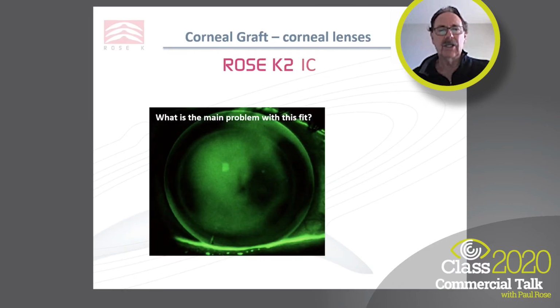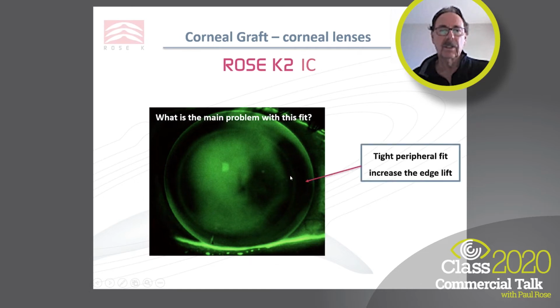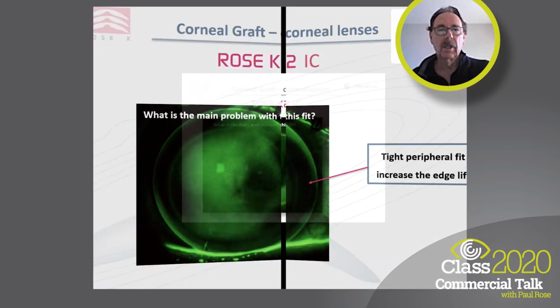So here's an IC lens on a graft. You can see the edge of the graft here. What is the main problem with this fit? The main problem is here. This is not too bad. We have feather touch, and you can see in the periphery it's too tight. We need to open that up. That will make the lens move more. It will make the lens sit higher. This has got inferior location as well. So by loosening up the periphery, we'll improve the location and will improve the tear flow underneath the lens.